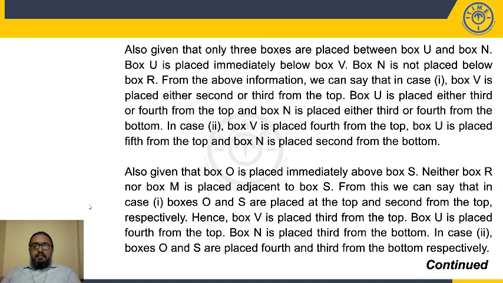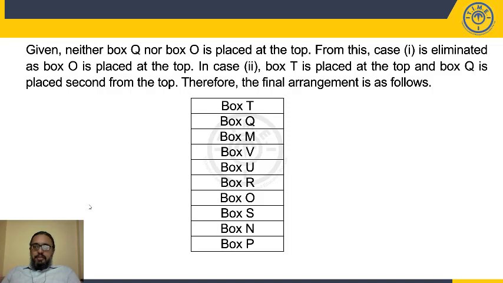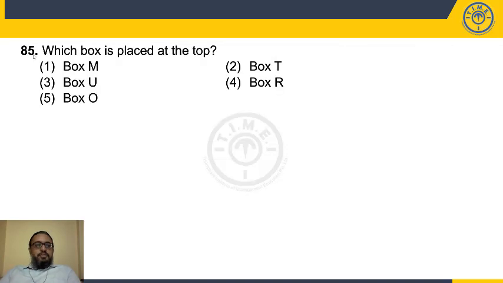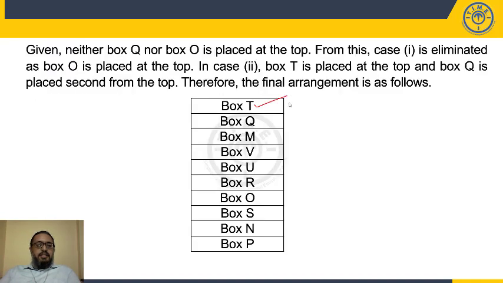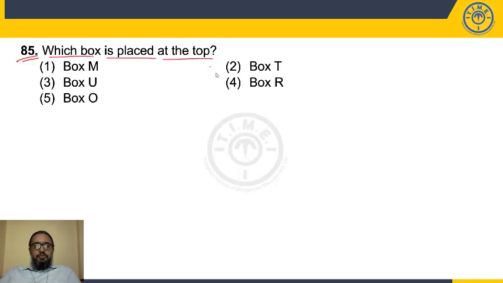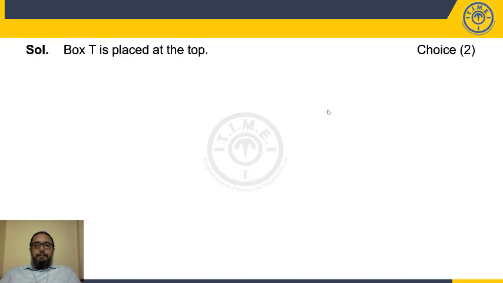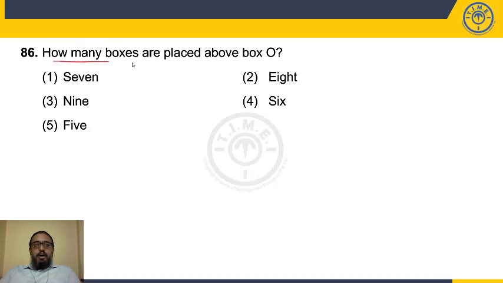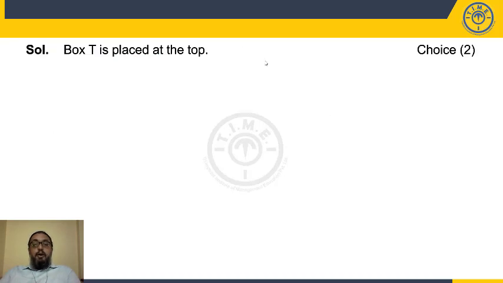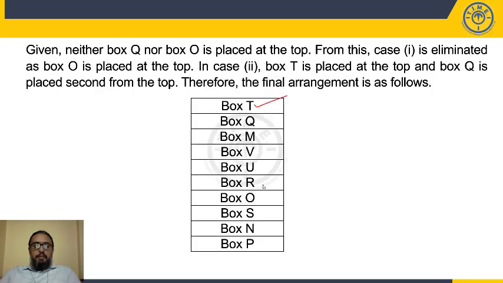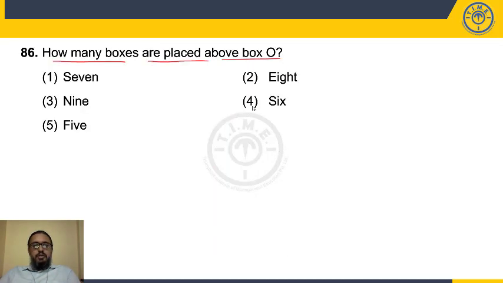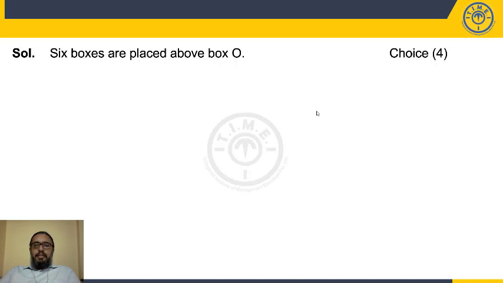Yeah, this is the final arrangement. Questions. Question number 85. Which box is placed at the top? So which is the box at the top? T. So choice 2. Okay. How many boxes are placed above box O? Now above box O we have 1, 2, 3, 4, 5, 6 boxes above O. So 4th option. Right? Yeah, choice 4.